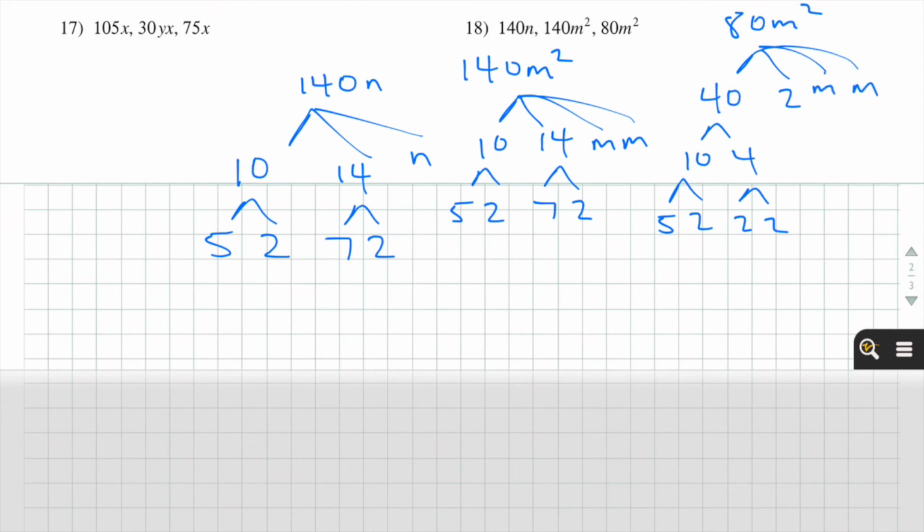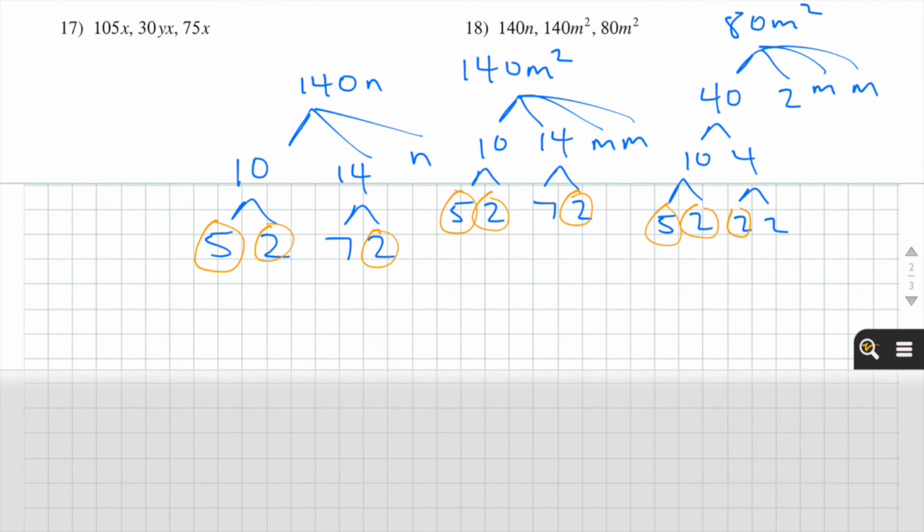So now let's go ahead and circle. Now we have to make sure that all 3 of them share a common factor. So let's look at 5 on this one, 5 on this one, and 5 here. They all have a 2, so let's circle those 2's. They all have another 2. Okay, and I think that's it, because even though this has a 7 and this has a 7, the 80m squared does not have a 7, so we can't do anything with that.